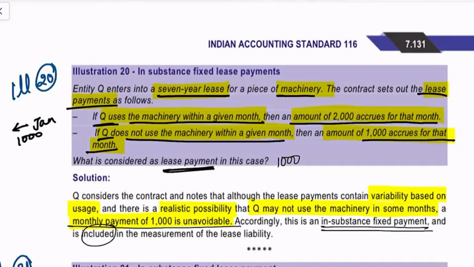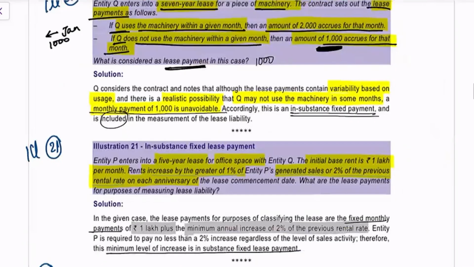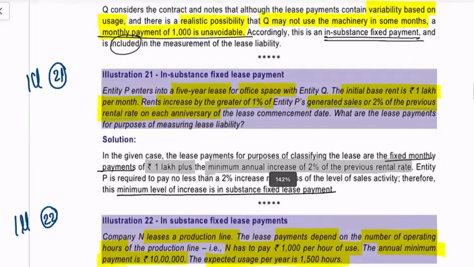So here, what is the lease payment you have to see? Here, if you see what they are telling you, this is the example of an in-substance fixed lease payment. Right now, we don't know when we are going to use this asset. If we are very sure that we'll start using it in January, then you can write it in your books as 2,000. But here, since there is no indication of whether they are sure they'll use it or not, we are going to record this 1,000 rupees as a lease payment, because this 1,000 rupees is your in-substance fixed lease payment. That means whether or not you use the machinery, you have to definitely pay this 1,000 rupees. So this will be included as a part of your lease payment. Hope you understood that.